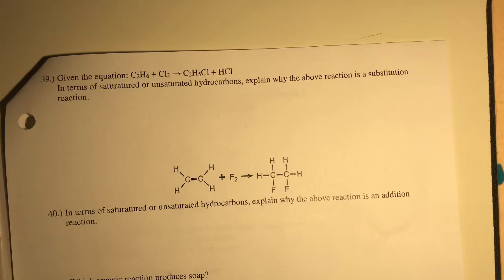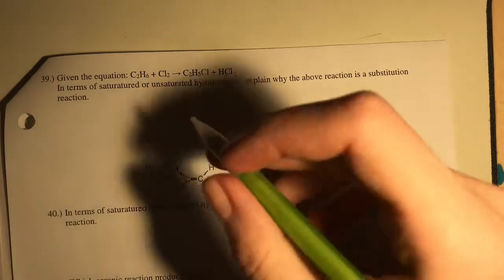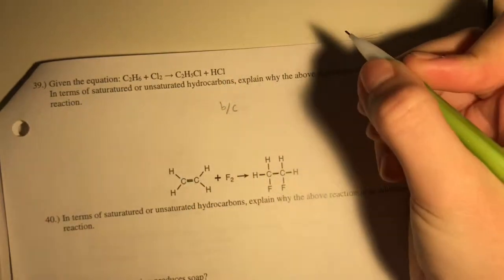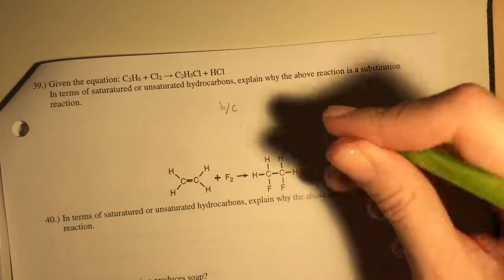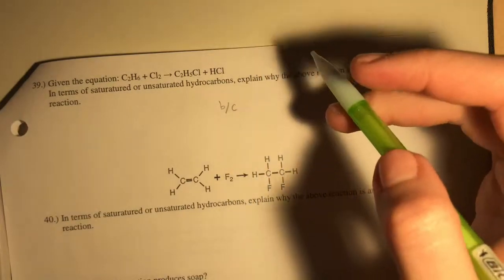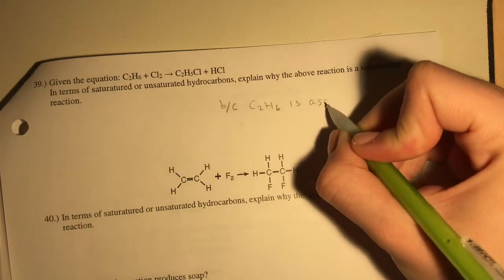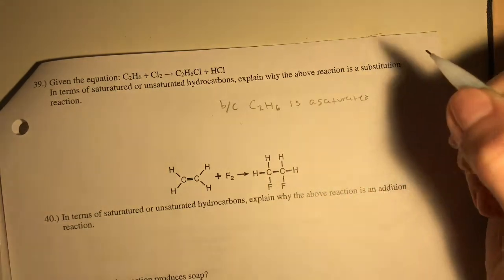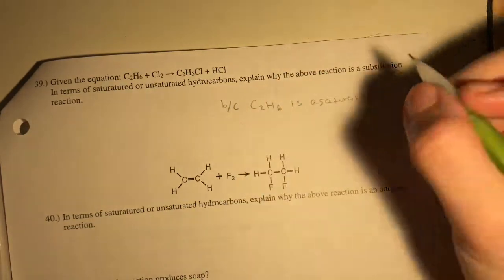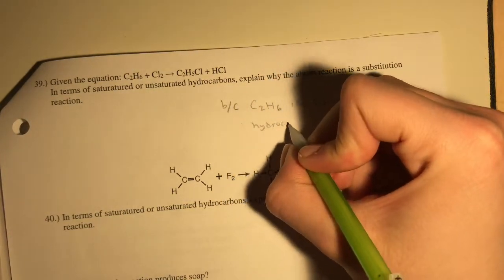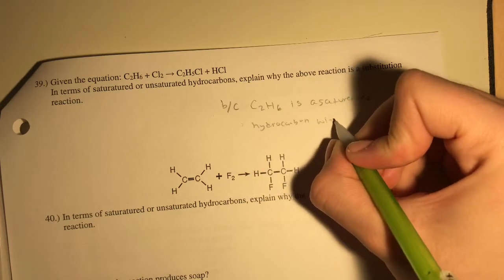Okay, final page. Given the equation C2H6 plus Cl2, C2, whatever, in terms of saturated or unsaturated hydrocarbons, explain why the above reaction is a substitution reaction. It is substitution because... Okay, that's nice. It gives us, oh, that's different. Okay. Because C2H6 is a saturated hydrocarbon with only single bonds.